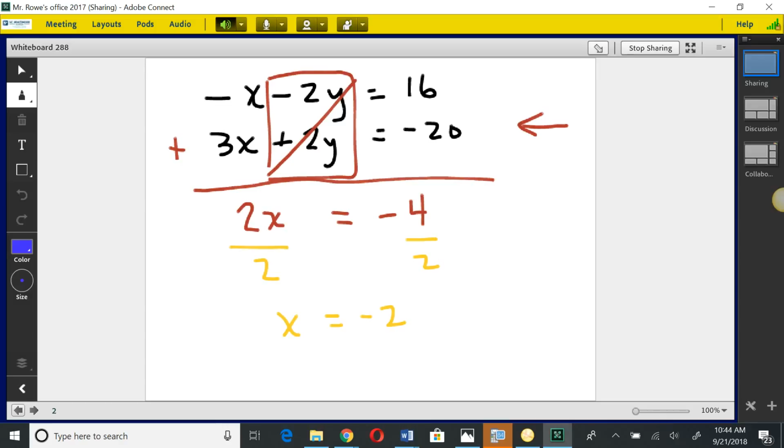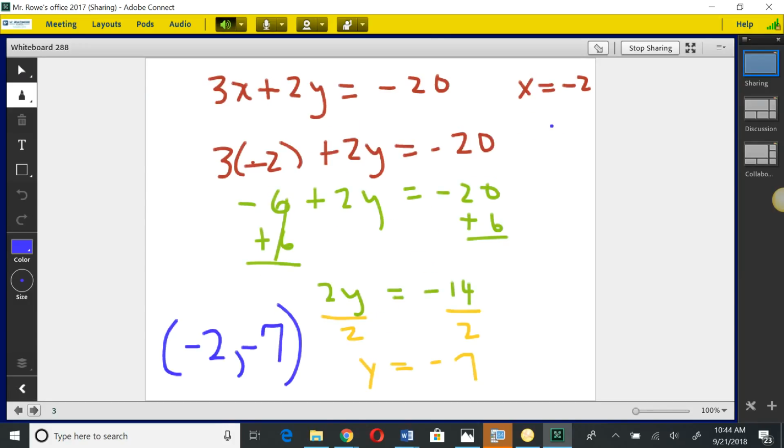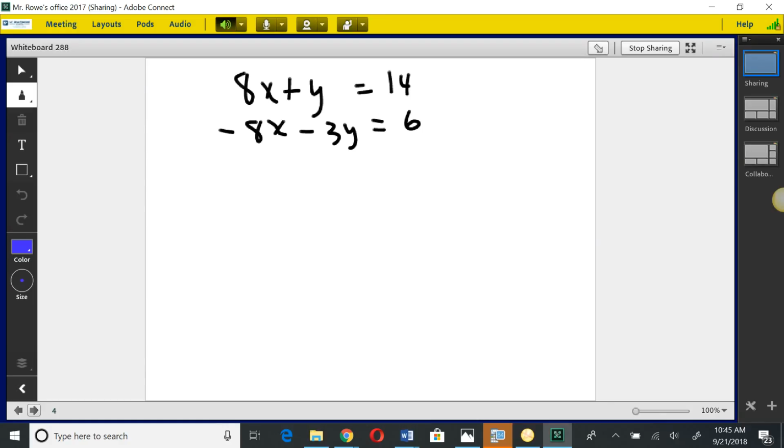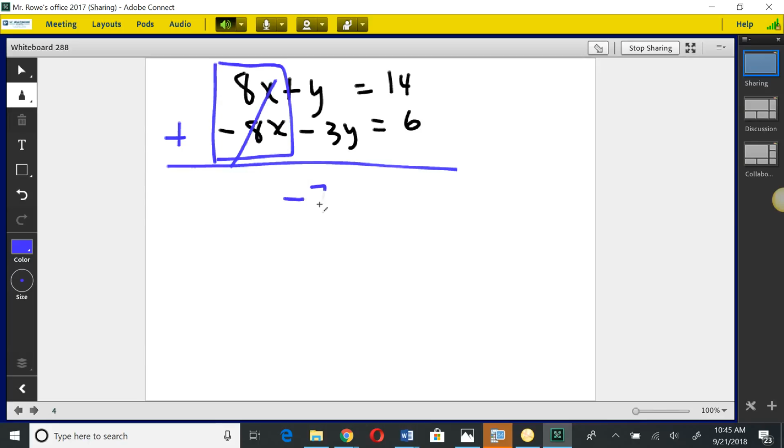So find a place where something cancels, solve for the first variable, then use substitution to find the second variable, and that's elimination. So let's take a look at another example. So now this time when I look, if I look in the X column, those are going to cancel. So add these two equations. What's y plus negative 3y? Well, that's negative 2y. And then 14 plus 6 is 20. If I divide by negative 2, I get y equals negative 10.